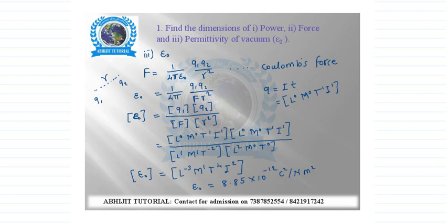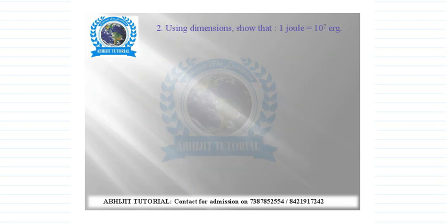Now the next application of dimensional analysis is to find the conversion factor between two different systems of units. The second example gives us the idea about the same, so we will start with it. Using dimensions, show that 1 joule is equal to 10 raised to 7 erg. As we know, joule is the SI unit of energy and erg is its CGS unit.